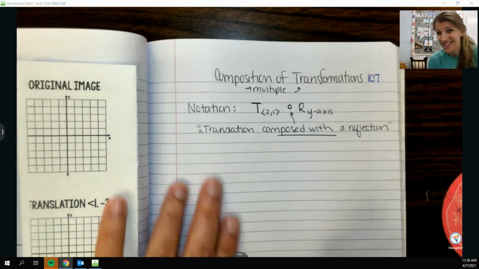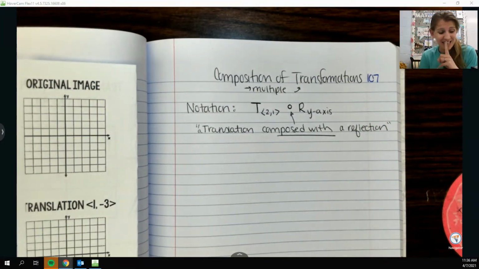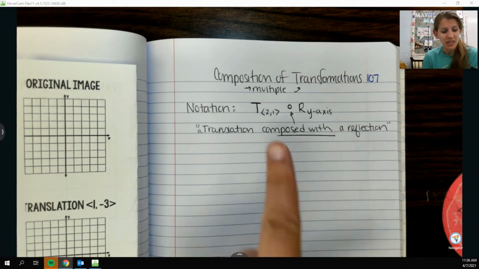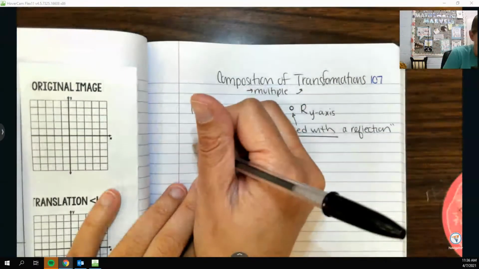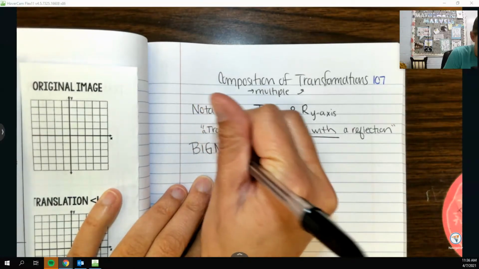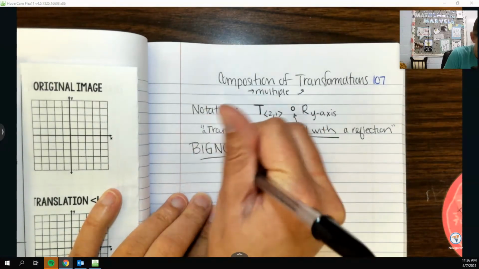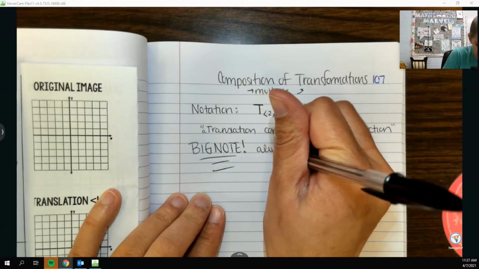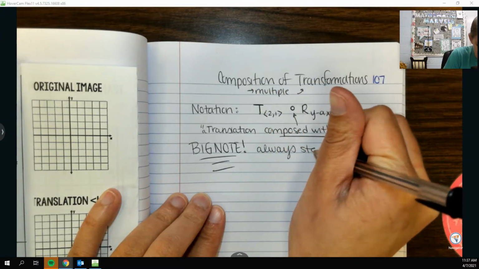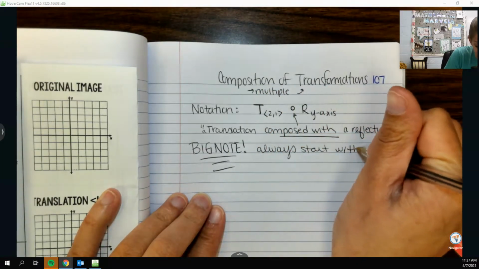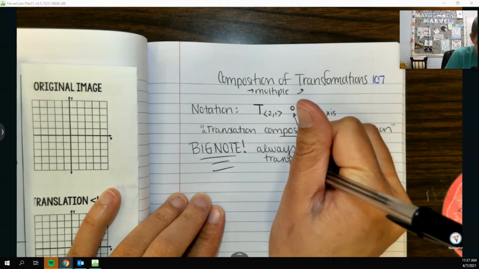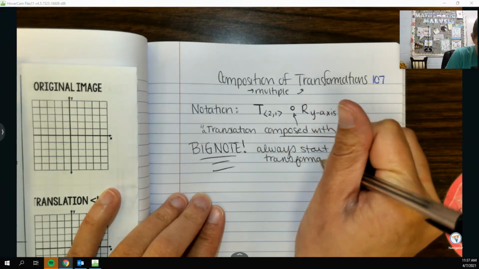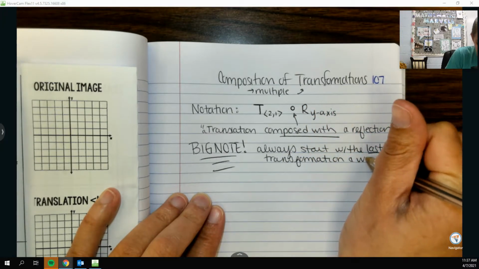The weird thing that you're going to hate is that you always do the second one first. So you don't get to start here and go there. You actually have to work your way backwards. So big note: always start with the last transformation and work backwards.